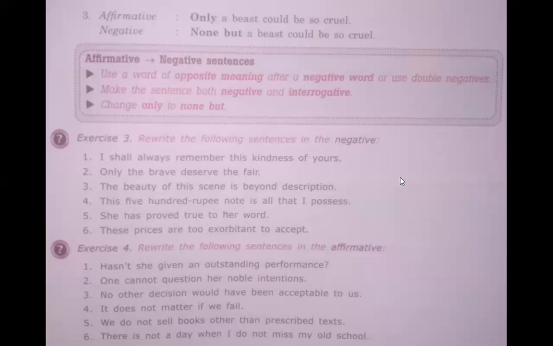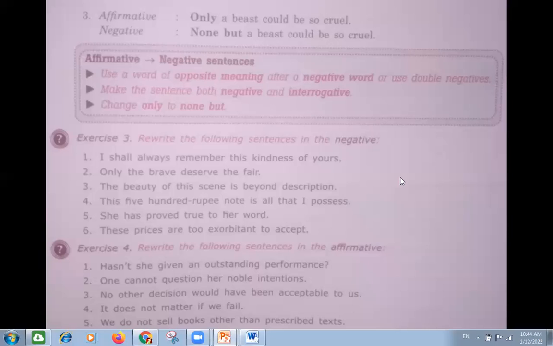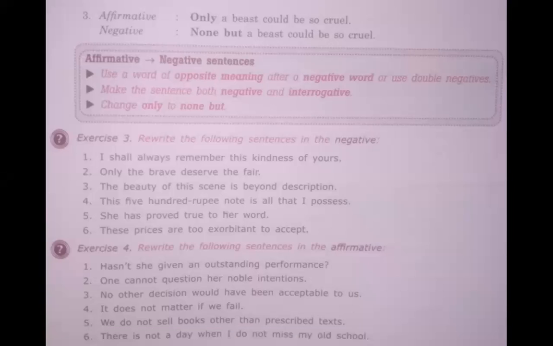Kanishka, very good. Unmute yourself, Kanishka. Good morning, sir. Good morning, very good morning. What should be the answer of this, Kanishka? Sir, none but the brave deserves the fair. Very good. Absolutely correct. Bravo. Lower down your hands, everyone. Kanishka has given the right answer.